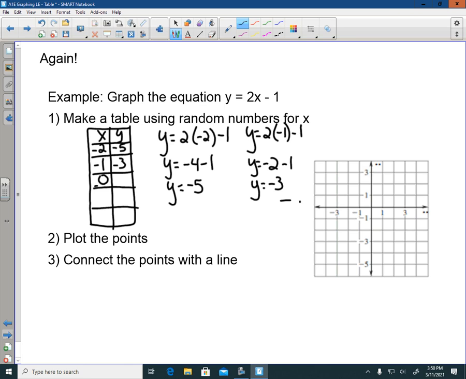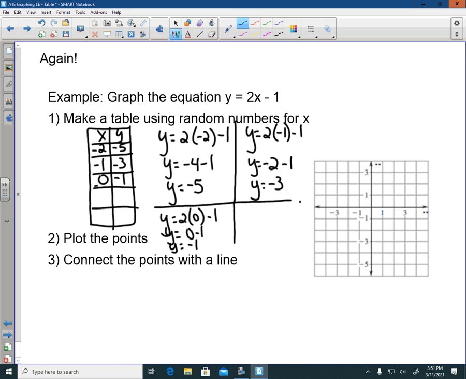I'm going to draw a line here and separate these out a little bit. So when x is 0, we have y equals 2 times 0 minus 1. Well, y equals 2 times 0 is 0 minus 1. So y equals negative 1. So when x is 0, y is negative 1.